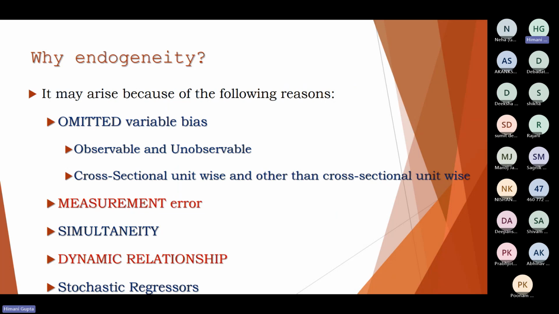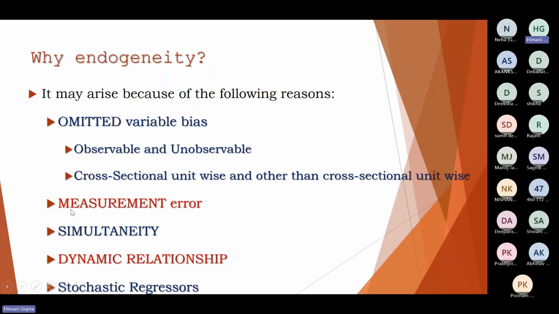Now, why does this endogeneity happen? We have already covered why these things happen. First was due to omitted variable bias. Whatever omitted variables are there can be divided into observable and unobservable. Some variables can be observed, some cannot. Or some variables will be related to cross-sectional only, that means only one part, and some are related to other than cross-sectional. I give you the example of demonetization. Demonetization is related only to one specific country, so only one unit. But COVID-19 is related to all the units, all the countries.